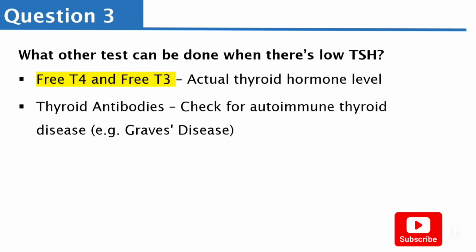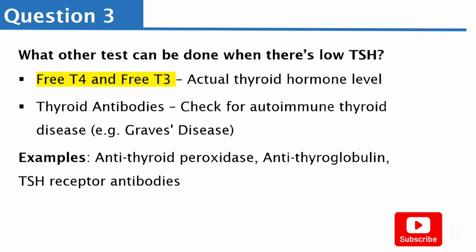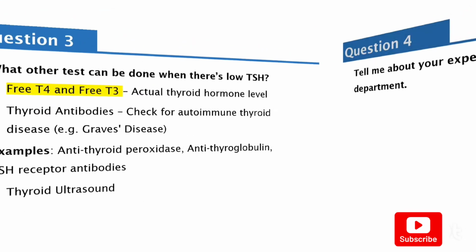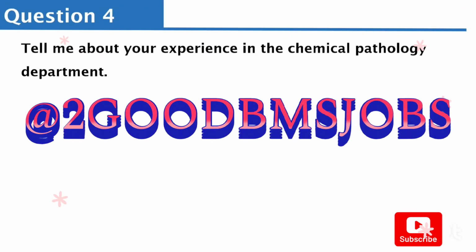So, that is also another test that can be done. Then you can look at examples of this very thyroid antibody. Could be anti-thyroid peroxidase, anti-thyroglobulin, TSH receptor antibody. So, these are the things that might need to be investigated. Now, there's also another test you might need to do, and that is called thyroid ultrasound. However, remember, ultrasound is not done in the pathology laboratory. It's for radiography and all of that. But it's not wrong if you mention that. I hope that makes sense. Okay? Now, let's go to question number 4.